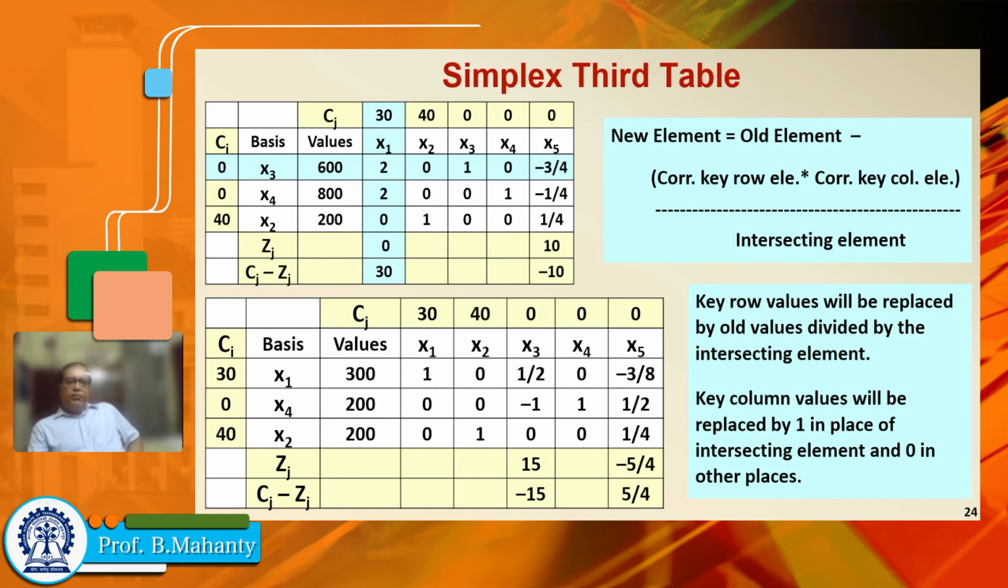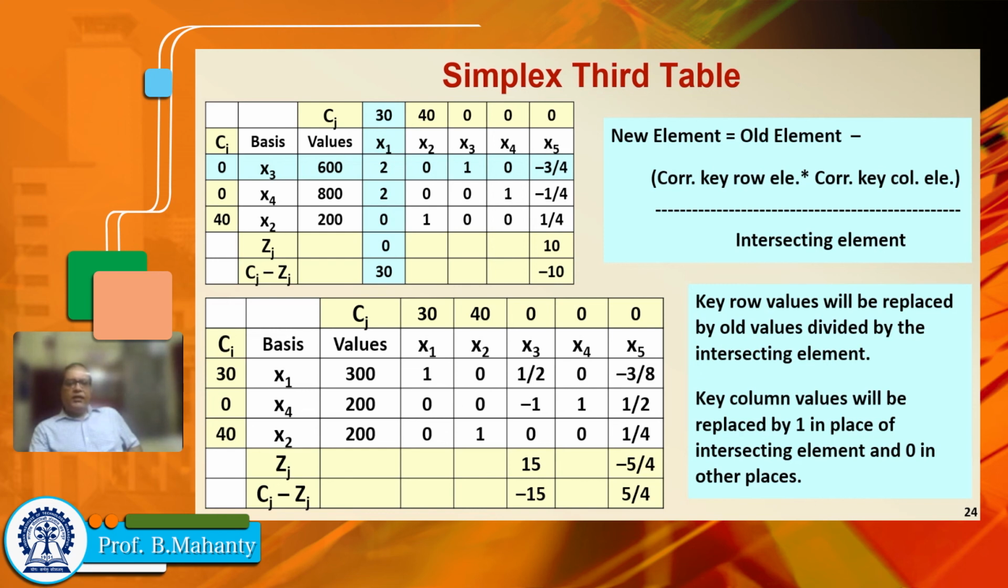And once again we can compute the Cj minus Zj's also. See, originally for x3 it was 0, so 0 minus 30 into 1 by 2, so minus 15. And here minus 10 minus of 30 into minus 3 by 4, divided by 2, right? So that means 30 by 2, 15, 15 into 3 by 4. So that is 45 by 4. So 45 by 4 minus 10, so 45 minus 40 by 4, that means 5 by 4.